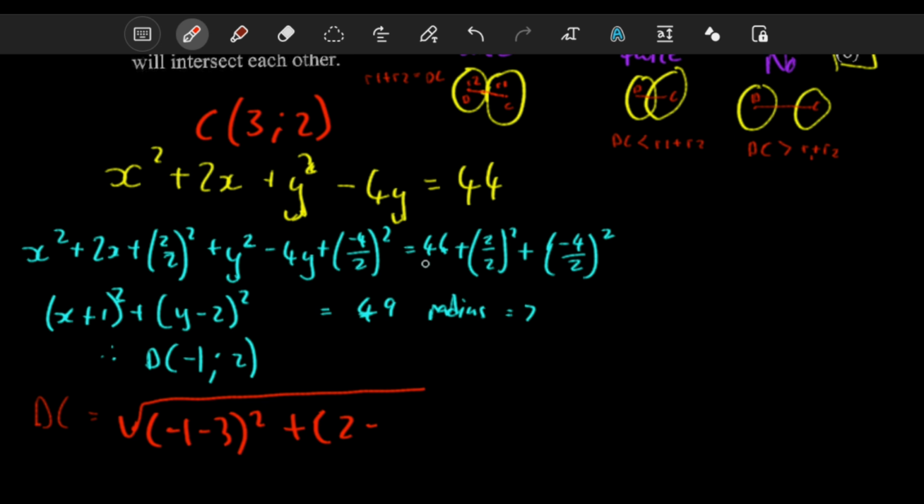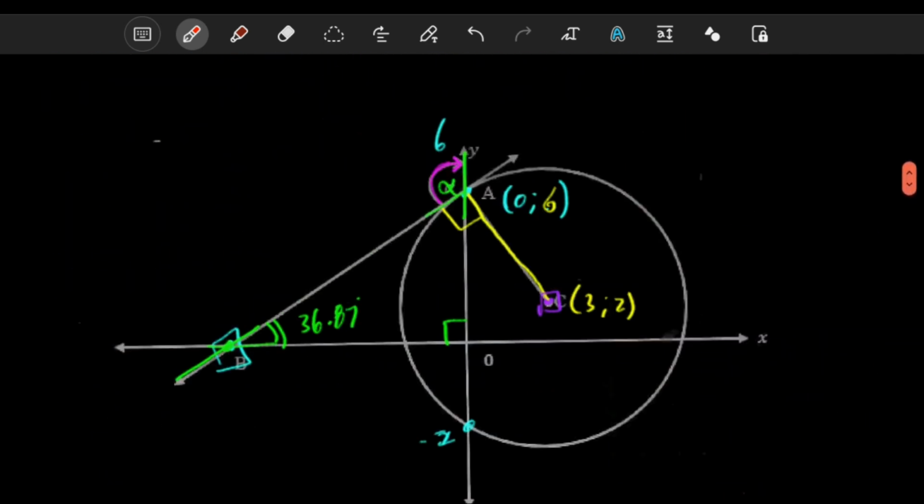Whoa, really? They have the same y value. What? How did I not notice that? So D is somewhere here, you see.